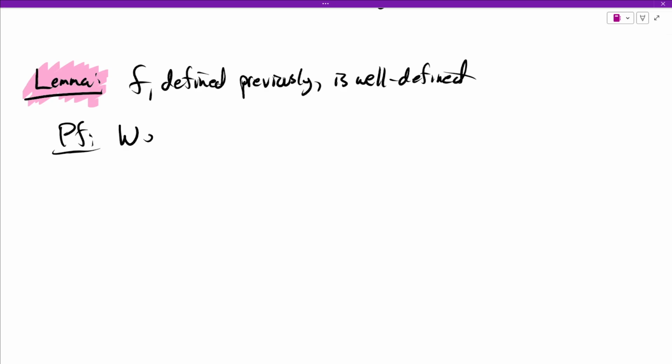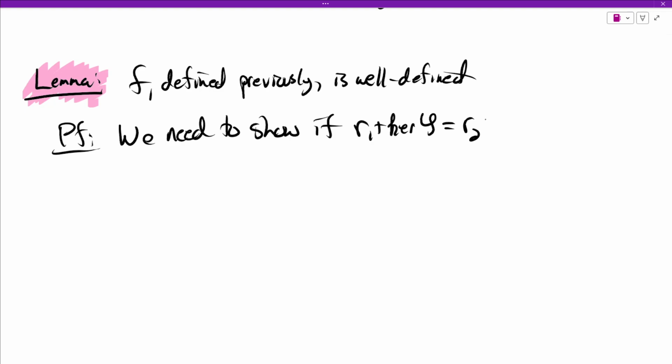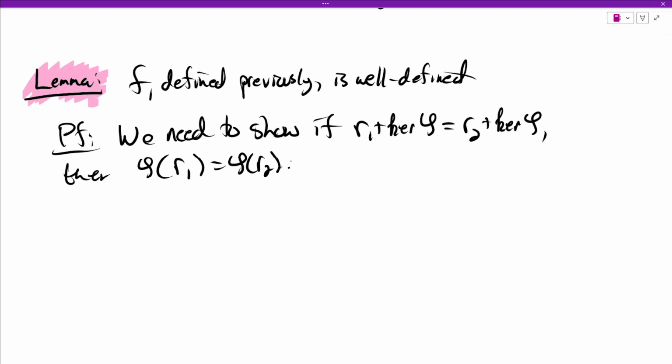So what does that mean? Well, we need to show if we have two ways of representing our coset, then the outputs are the same. So that it doesn't matter how you represent the coset, you get one and only one output. All right, so let's do this.